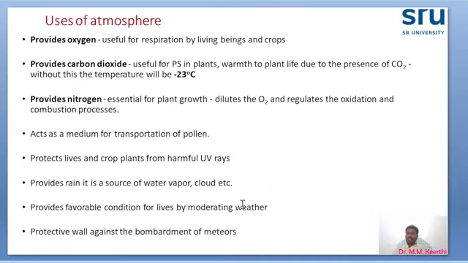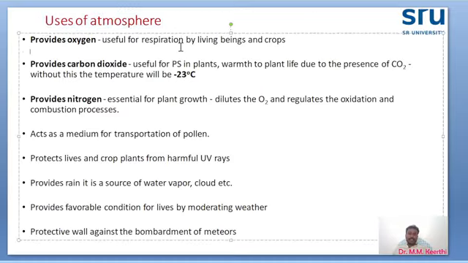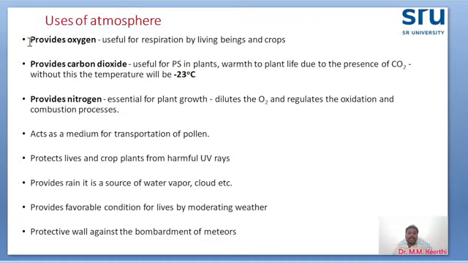Now, first we are going to discuss the uses of the atmosphere. The atmosphere provides oxygen. Oxygen is used for respiration by all living organisms. The second gas is carbon dioxide. Carbon dioxide is useful for photosynthesis. Without it, the temperature would reach minus 23 degrees. When the temperature is increasing, it is because of the carbon dioxide holding heat.